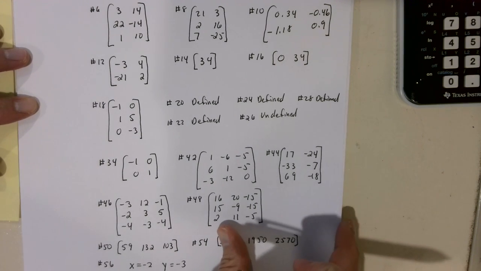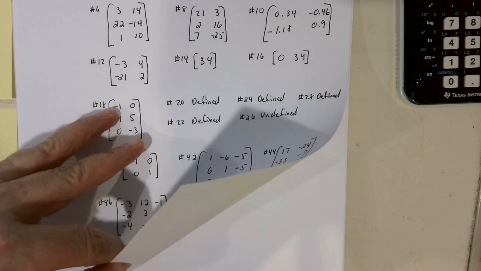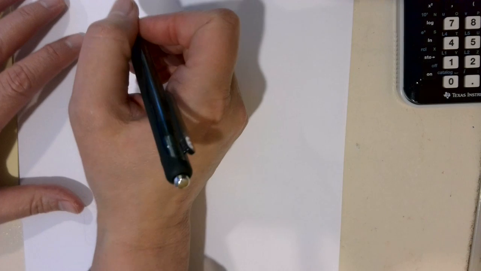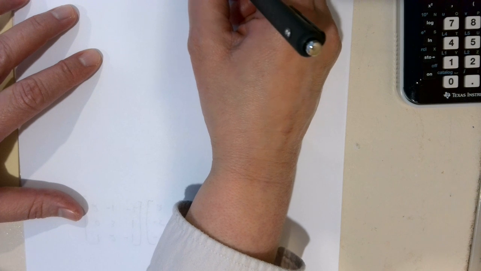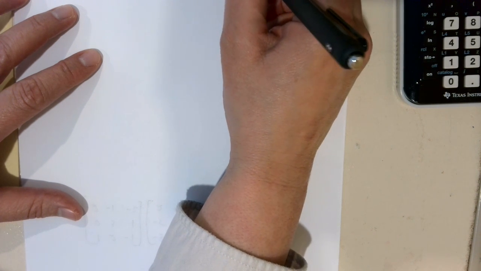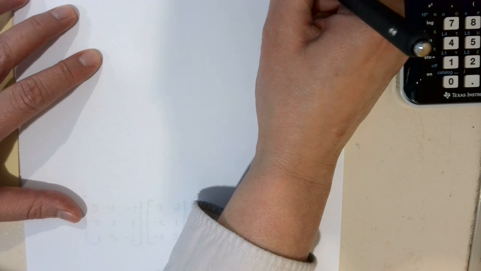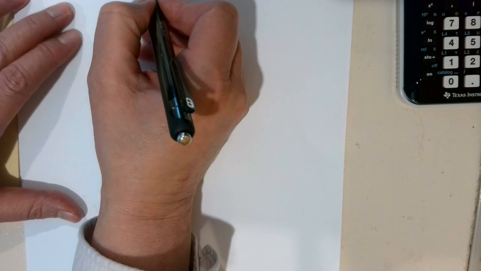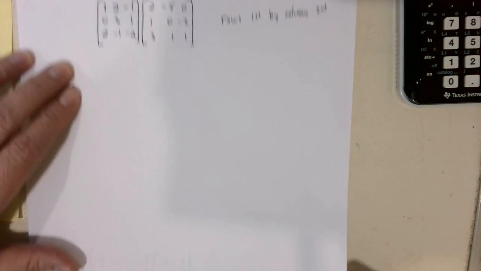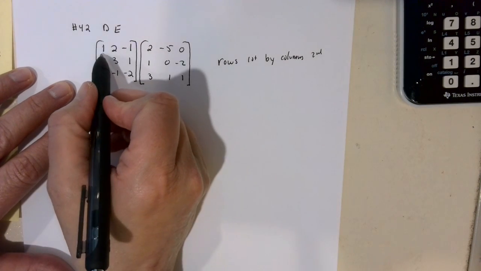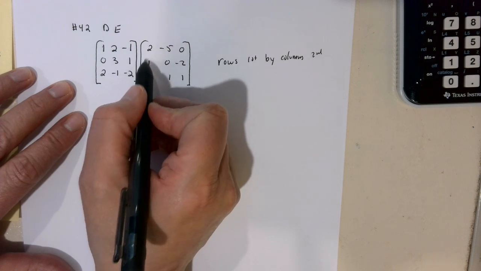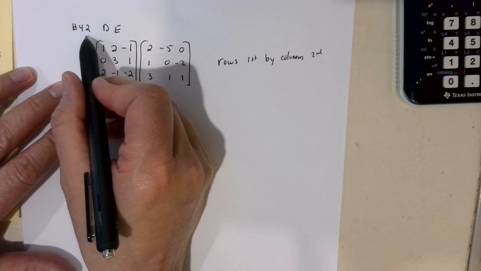Now, after you've checked your work, I do want to work number 42 with you just to make sure everybody's on the same page. Remember that you want to multiply the rows of the first matrix by the columns of the second. So remember that rows go across and columns go down. So to multiply these two matrices together, I'm going to take the rows of matrix D times the columns of matrix E. Now this is number 42 from your homework.